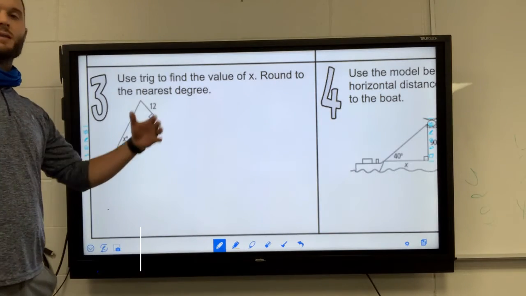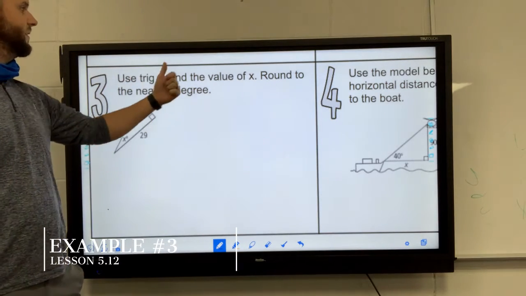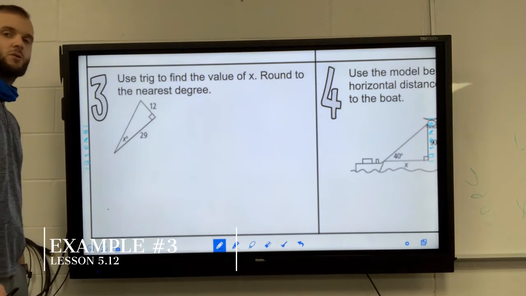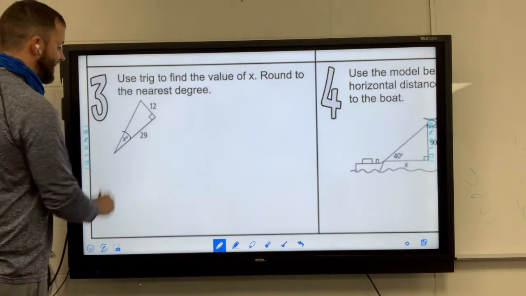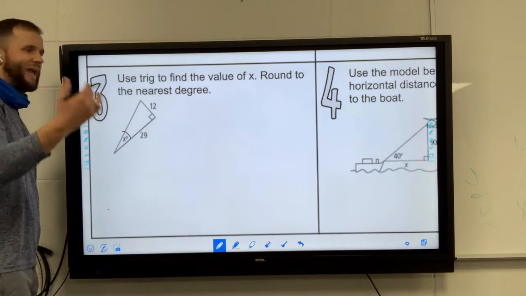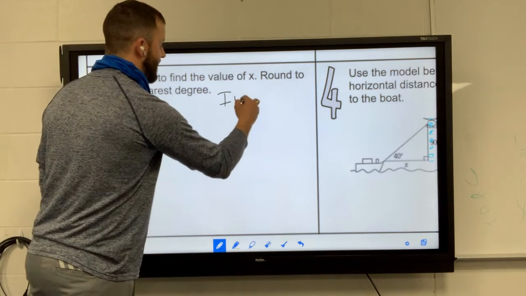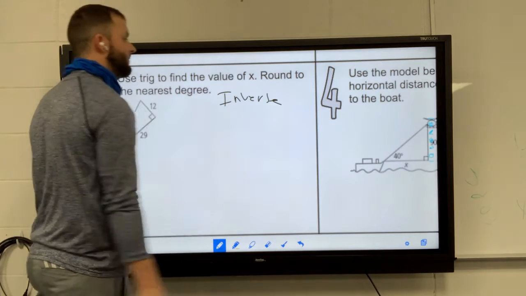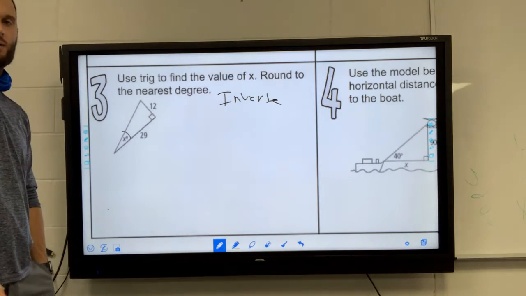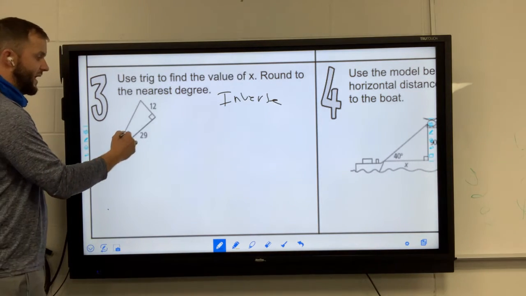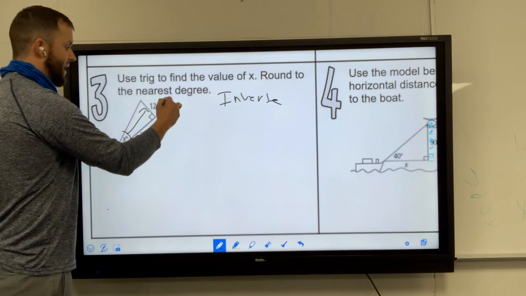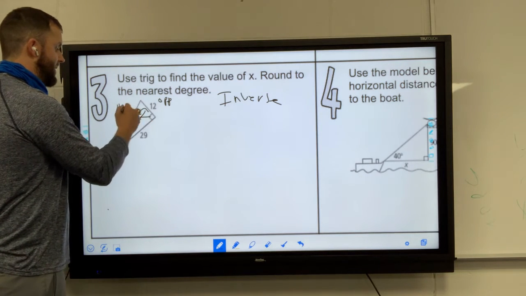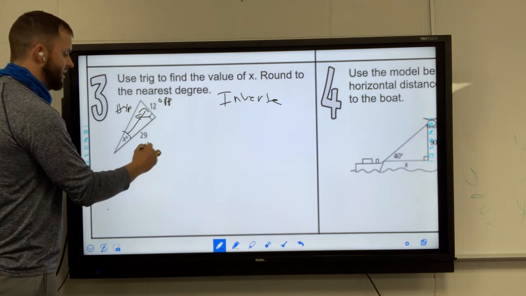All right, once again, on example number 3, it tells us use trig to find the value of x and round to the nearest degree. So again, we are finding an angle. So when we're using angle, automatically what should pop in your head is I am doing the inverse of the ratio that I'm talking about here. So right now from this angle, I have my opposite side. Here's my hypotenuse, and then this is going to be my adjacent side.